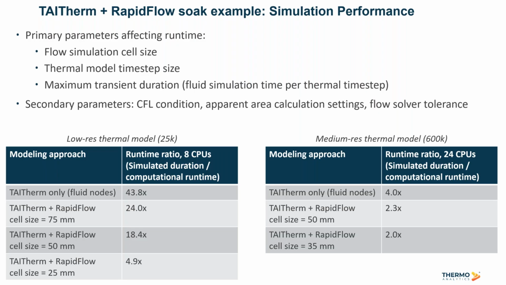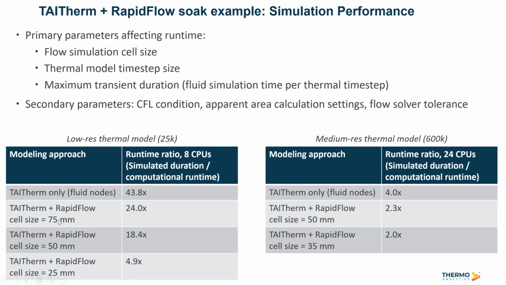But then we've got two tables that show performance with different RapidFlow cell sizes. The one on the left is the model we've just been looking at in the previous slides, a low resolution thermal model, just about 25,000 elements. And of course, this is lower resolution than you would often use for a production scale model, but this illustrates the sort of ceiling of performance you could get without having any bottleneck from the thermal solve. That model configuration, if we run it with only fluid nodes, runs about 45 times faster than real time, so very quick. And that's just a benchmark compared to adding RapidFlow in.